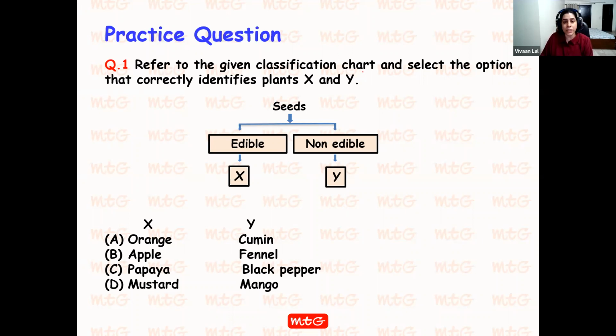Refer to the given classification chart and select the option that correctly identifies plant X and plant Y. So we are talking about edible and non-edible seeds. Identify the edible seeds and non-edible seeds and give me the correct answer for X and Y. Go through all the options. Orange is non-edible.